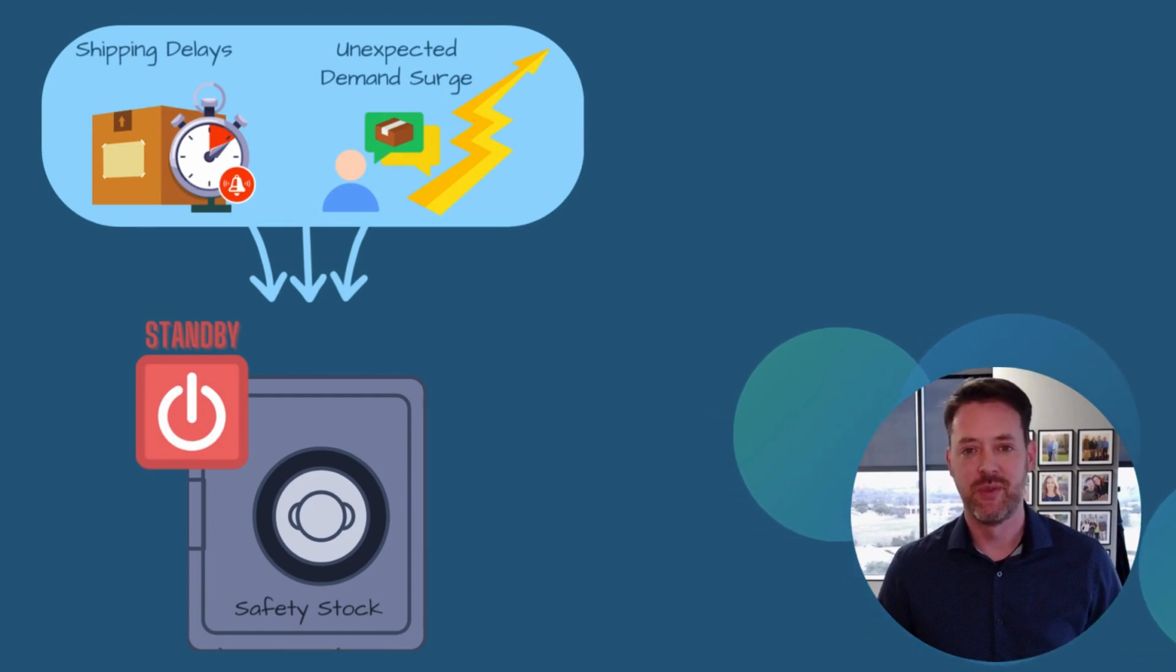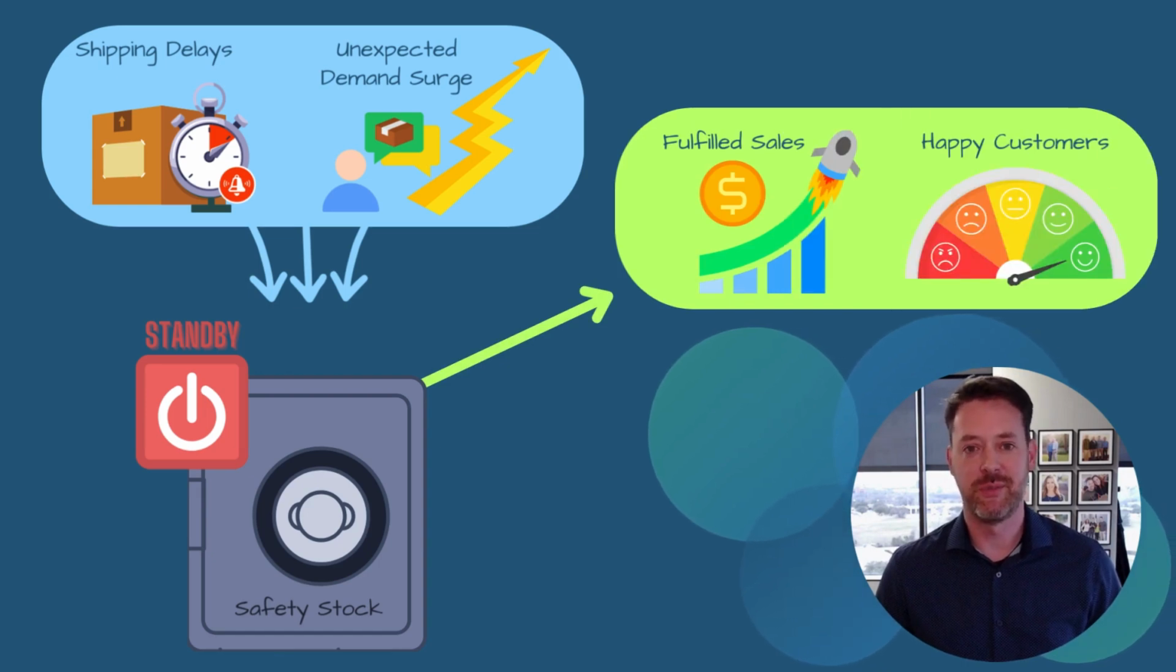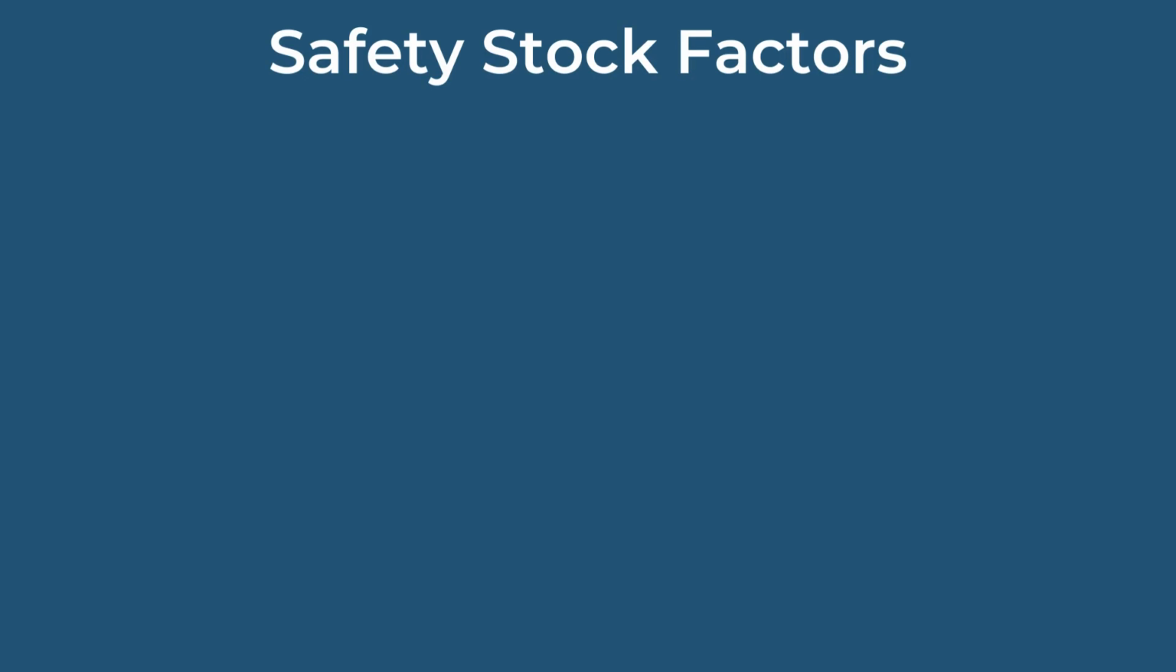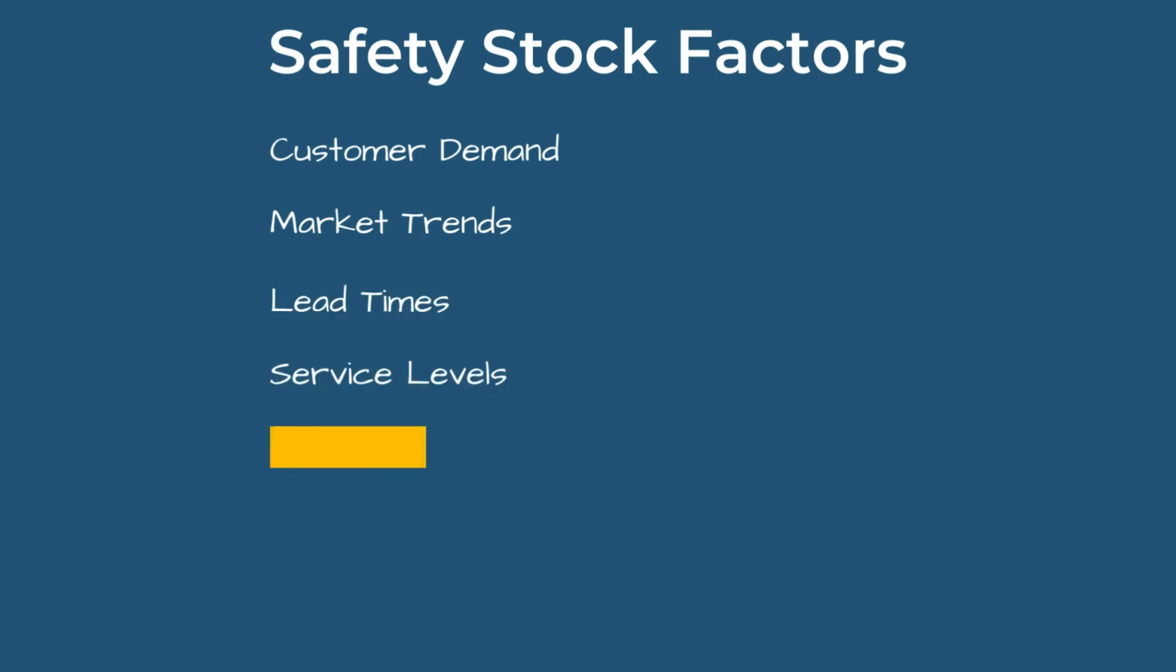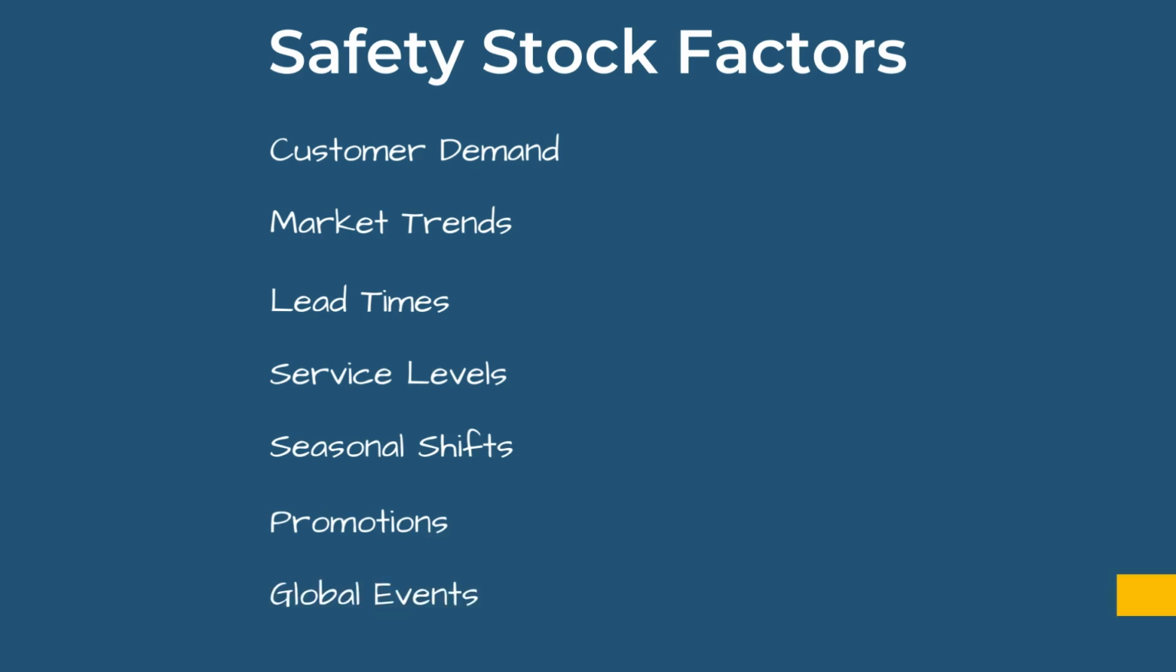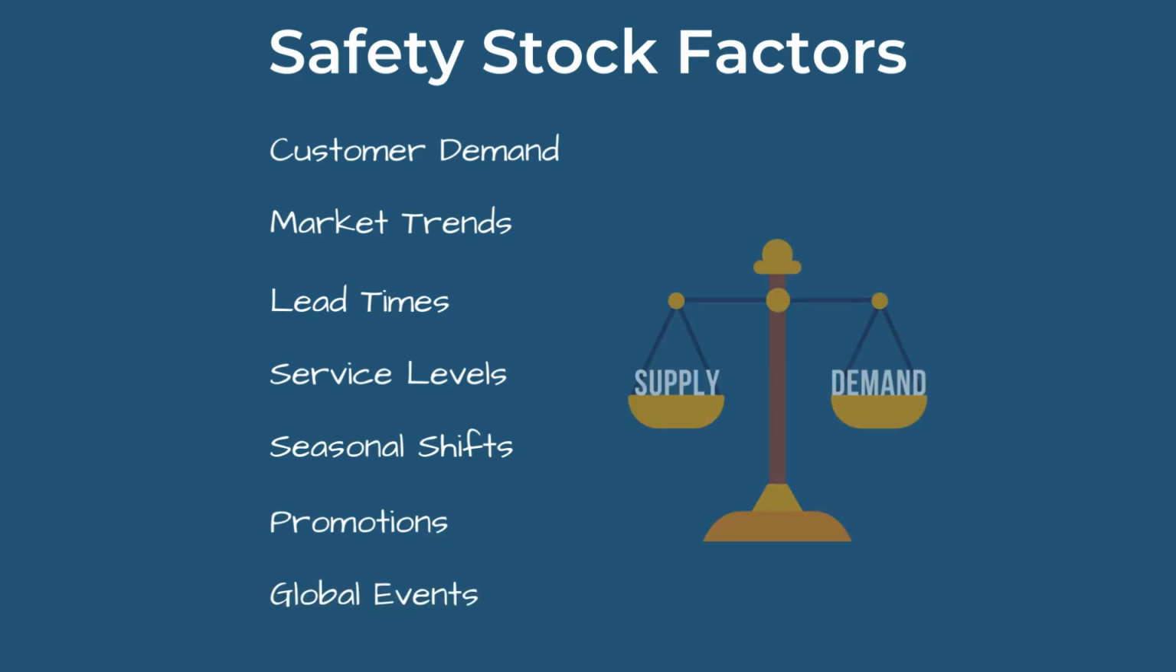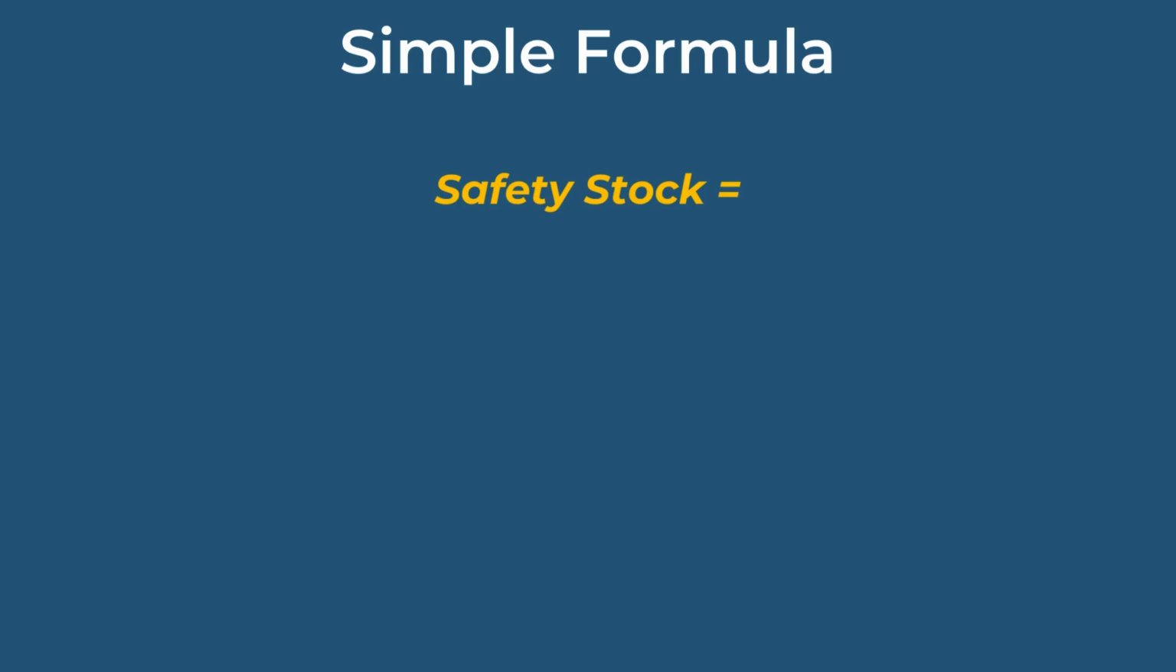Whether it's a shipping delay or an unexpected surge in demand, it's that secret stash that keeps your sales rolling and your customers singing your praises. But here's the kicker: how do you find that sweet spot without drowning in excess inventory and draining your bank account? Well, it's all about understanding the factors at play, from customer demand to market trends and everything in between. We're talking lead times, service levels, seasonal shifts, promotions, and yes, even global events. It's a delicate balancing act, ensuring you have enough on hand to meet demand without overstocking and tying up your cash flow. So let's crack the code on calculating safety stock.